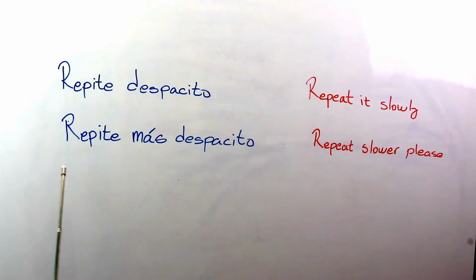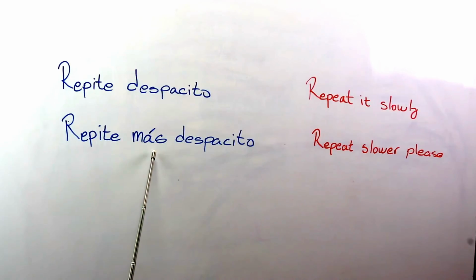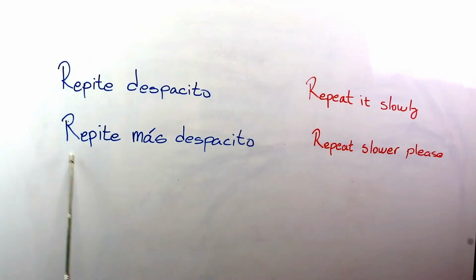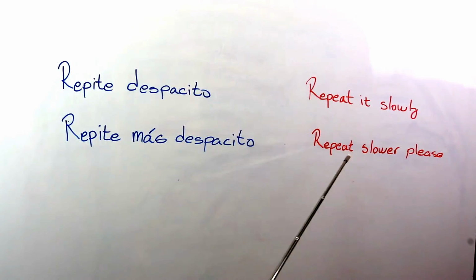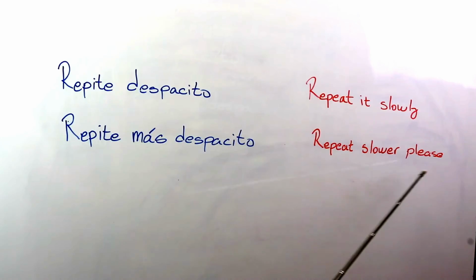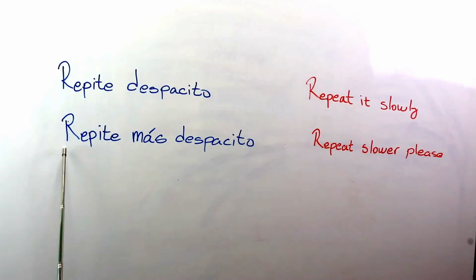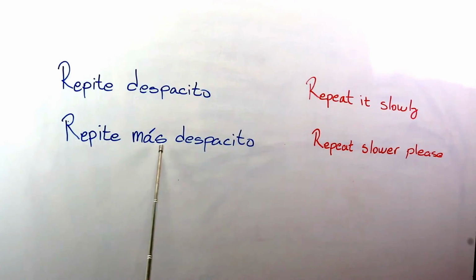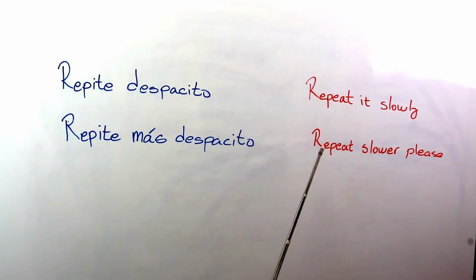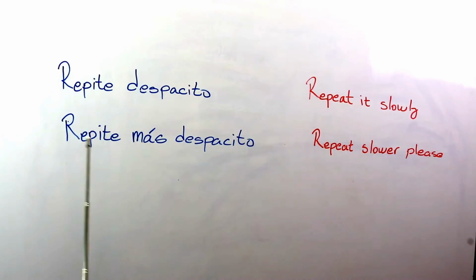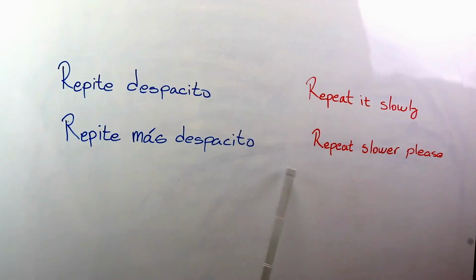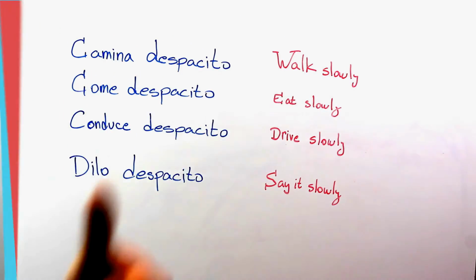So we would say, repite más despacito, which literally means repeat it more slowly. Now in English, we tend to use slower instead of more slowly. The literal translation would be repite más despacito, repeat it more slowly. So repeat slower, please. Repite más despacito. Muy bien, amigos.